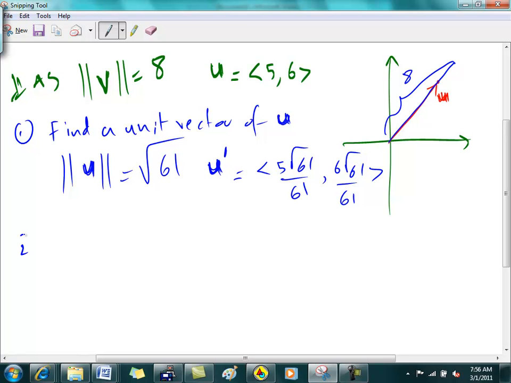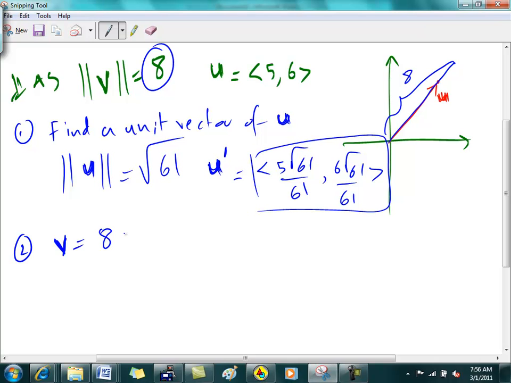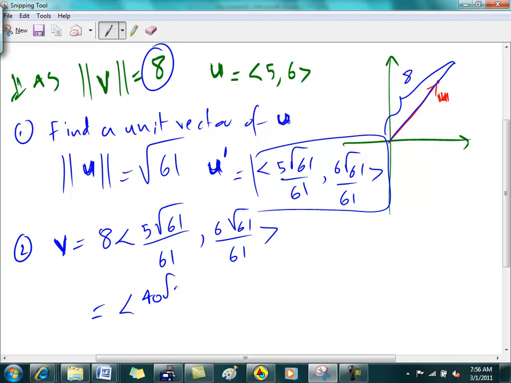Step 2. You take the magnitude that's given to you and you multiply it by this guy here. So in other words, it would become 8 times that. Some of these things we haven't quite done. We're going to be doing that today. So don't feel bad if you couldn't do this yesterday. And then this is going to be 40 root 61 over 61, comma 48 root 61 over 61.